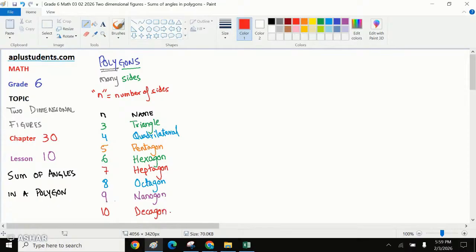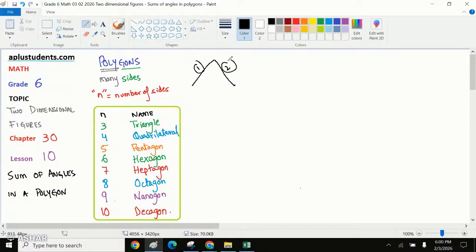So now we know the names of polygons having n number of sides, right? From 3 sides, because a shape cannot be formed with 2 sides. I'll give you an example. If we have 2 sides, it's not a shape. Side number 1, side number 2, it's not closed. But we can have a shape with 3 sides. We can have a shape with 4 sides, right? So the minimum number of sides required to form a shape is 3.